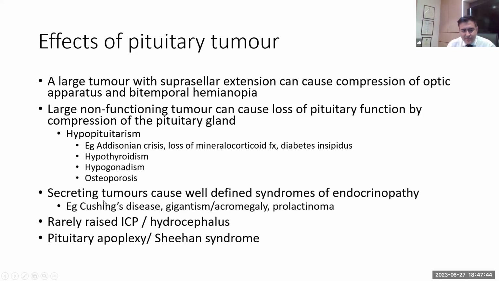Now, as we said, secreting tumors can cause very well-defined clinical syndromes, such as Cushing's disease, growth hormone secretion from a microadenoma. So usually these are tumors that secrete only one hormone. So a growth hormone secreting tumor can cause gigantism in kids and acromegaly in adults, and a prolactinoma can also be a syndrome that occurs from secretion of prolactin. Sometimes the tumors can be very large to the point that they obstruct CSF pathways, resulting in obstructive hydrocephalus, headache, and features of raised intracranial pressure.